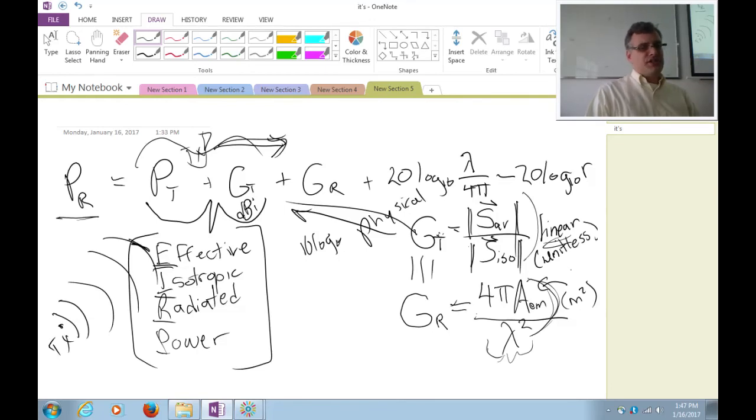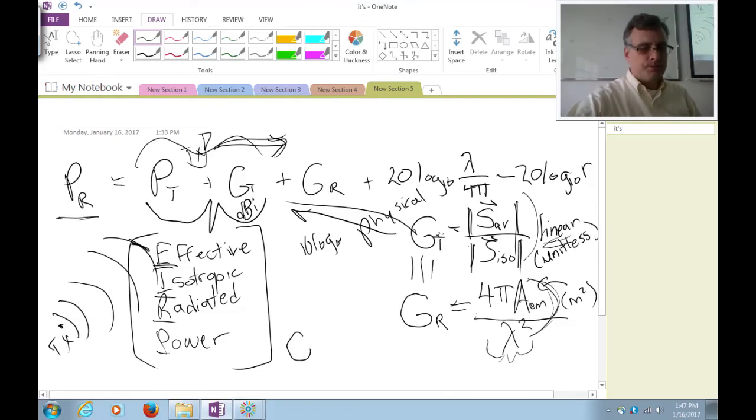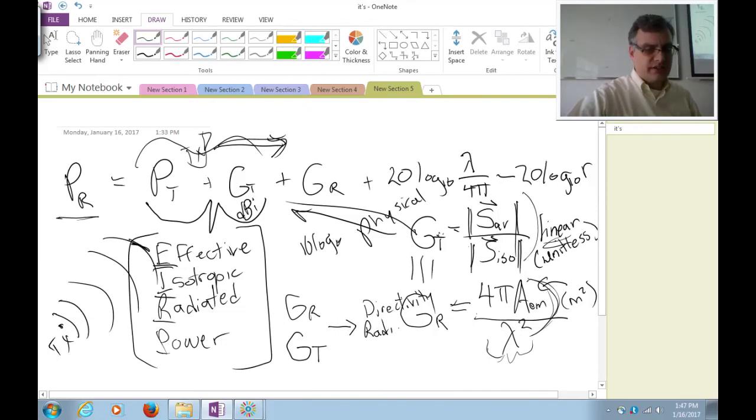One other thing to mention about antenna gains before we get into some other aspects of the link budget equation: how people report antennas can change a lot. Both G sub t and G sub r are like this. We said that this takes into account both directivity and radiation efficiency.